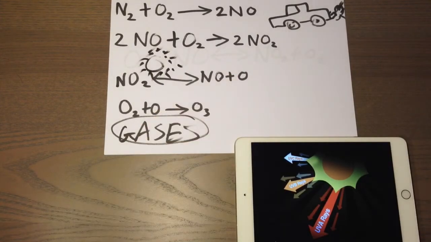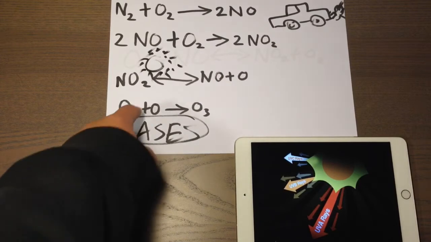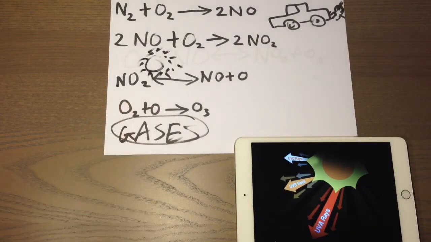This free radical oxygen atom isn't like the normal oxygen we see, as that would be O2. This is only O. However, the free radical oxygen can react with another oxygen molecule, which you find in the air, producing ozone, or O3.